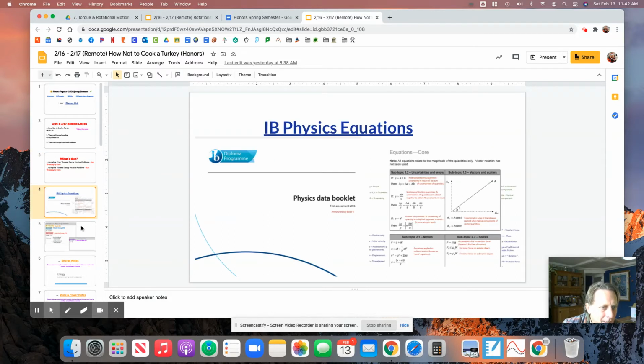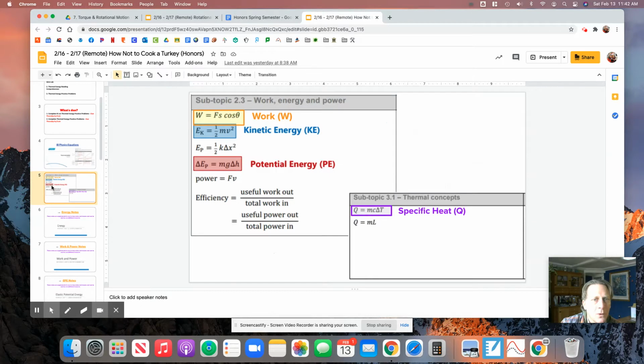Okay, so jumping into today's lessons, I want to point out that in our formula package, we're going to be looking at a new subtopic, and this is subtopic 3.1 for thermal concepts. Notice this equation right here for specific heat, in the purple box there. We're going to be using that one today.